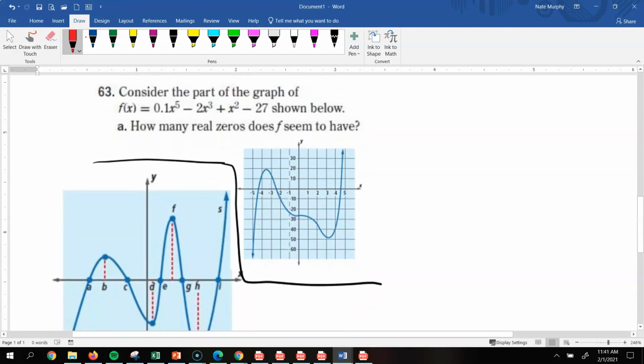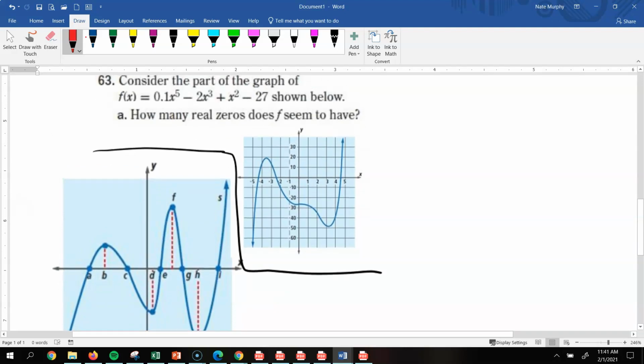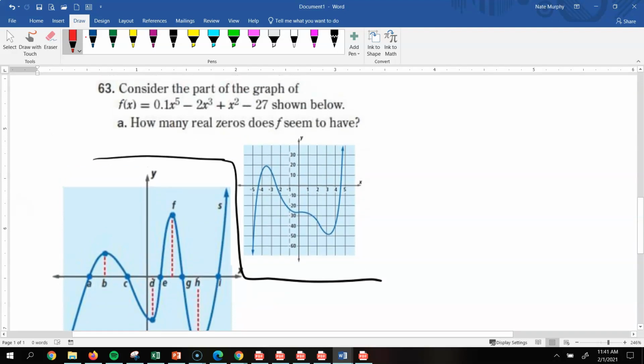All right. So let's look at this one. Number 63, it says, how many real zeros does f seem to have? Okay, so the number of real zeros, we're going to use the horizontal line test, the graph wiggliness theorem. And, oh, actually, no, it's asking real zeros, not the total number of zeros. The real zeros are going to be your x-intercepts. And so there's 3 real zeros there. So that's what we would say there.